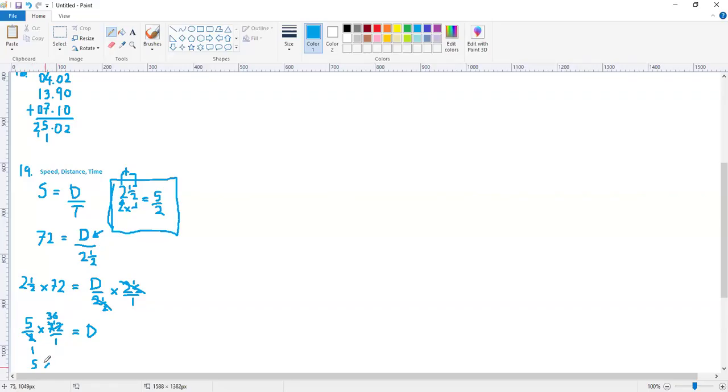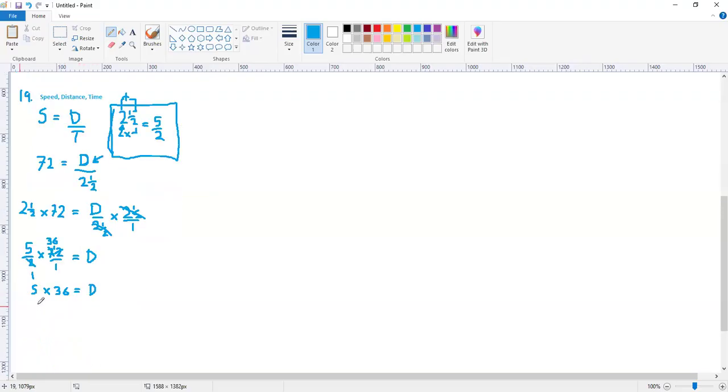5 times 6? 30. Wait, 5 times 36. Is it 180? Yes, that would be 180. So we're going to say, therefore, D is equal to 180. Now, don't forget the unit. The unit is what? Kilometers.